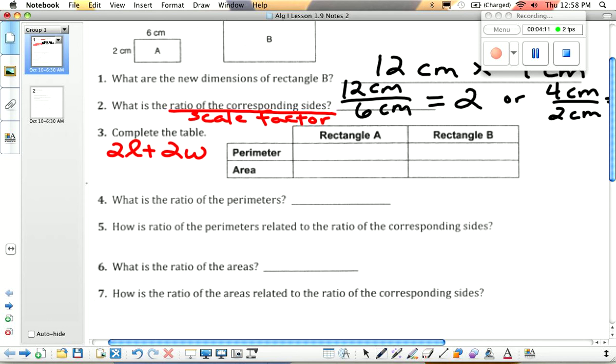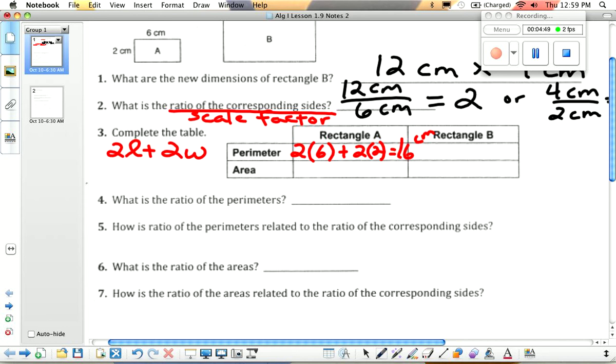lengths. So the perimeter of our rectangle A would be 2 times the length, which is 6, plus 2 times the width, which is 2. So what's 2 times 6? 12. And 2 times 2? 4. So 12 plus 4 is 16, so the perimeter is 16, and that's 16 what, by the way? Centimeters. When you add centimeters to centimeters, you still have centimeters when you're all done, right?